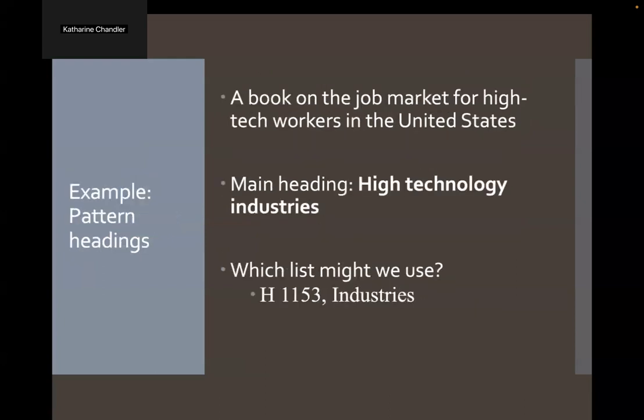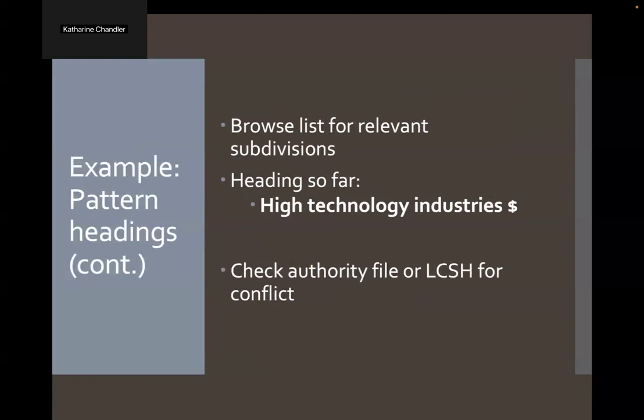A book on the job market for high-tech workers in the United States: you have the main heading as high technology industries, but which list might we use? H1153, industries. Browse the list for relevant subdivisions, and you have high technology industries, and then you check the authority file or LCSH for conflict.